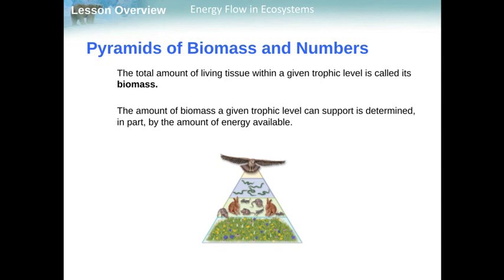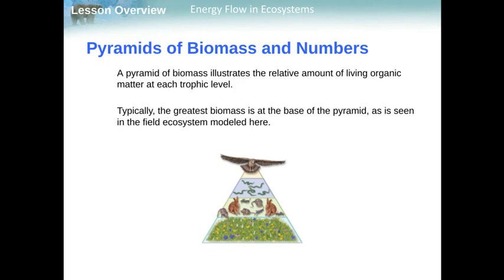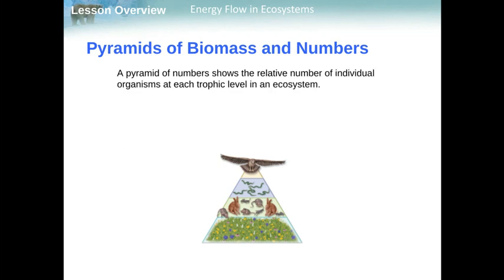So, the total amount of living tissue within a given trophic level is called its biomass. The amount of biomass a given trophic level can support is determined in part by the amount of energy available, so they are related. Now, it illustrates the relative amount of living organic matter in each trophic level. Typically, the greatest biomass is always going to be seen in the field of ecosystems modeled here. We are going to address that in our assignment as well.